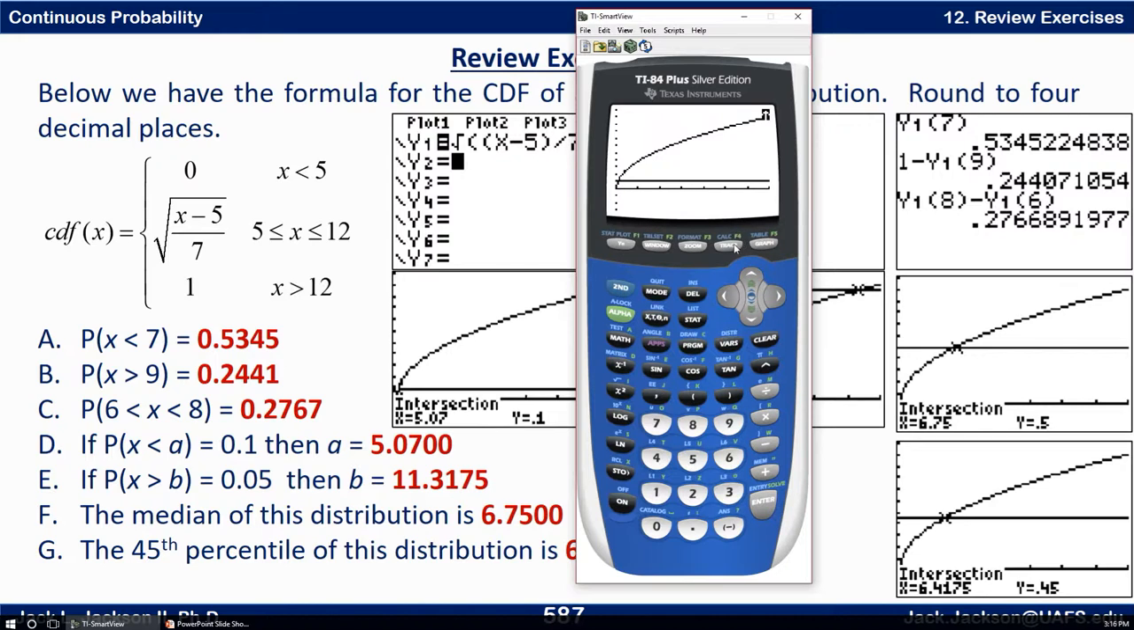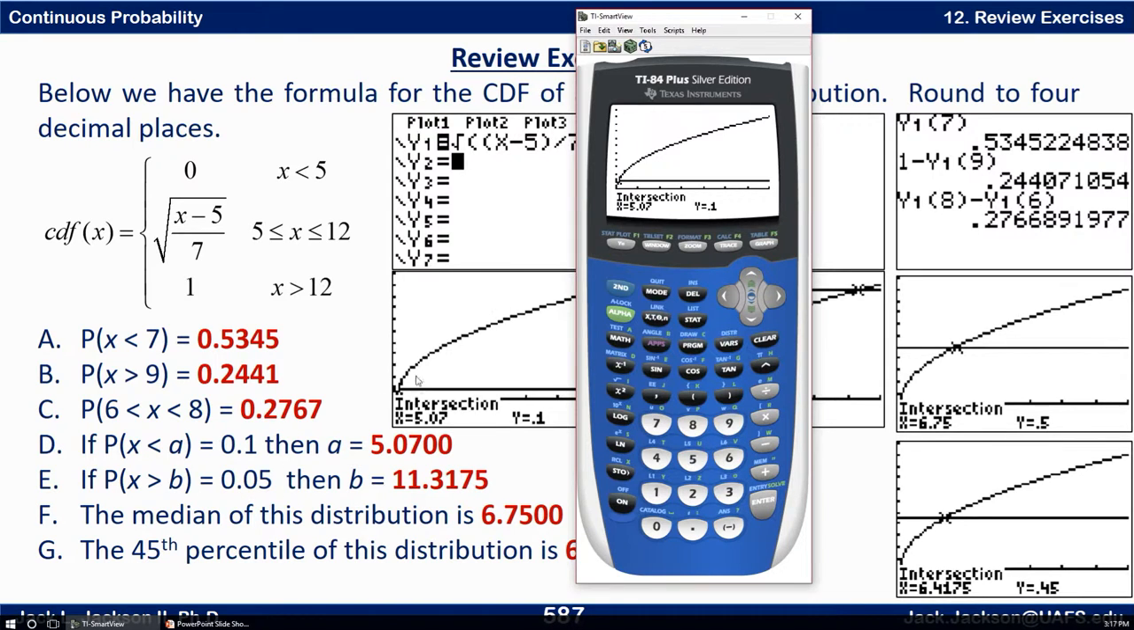So you can go second trace, which is calc. We want to do number 5, the intersection. First curve, enter, second curve, enter. And now we just use our arrow keys, left and right, to get pretty close to where they cross, and hit enter, and that gives us our intersection. So 5.07 is the A value.